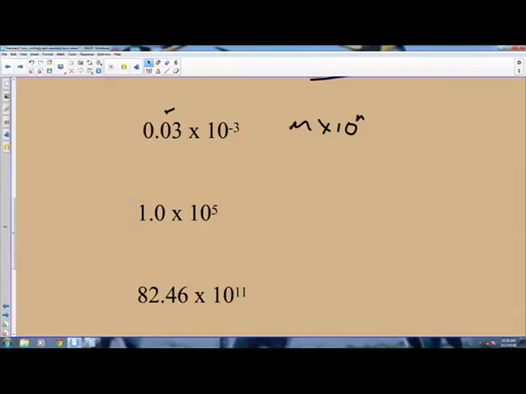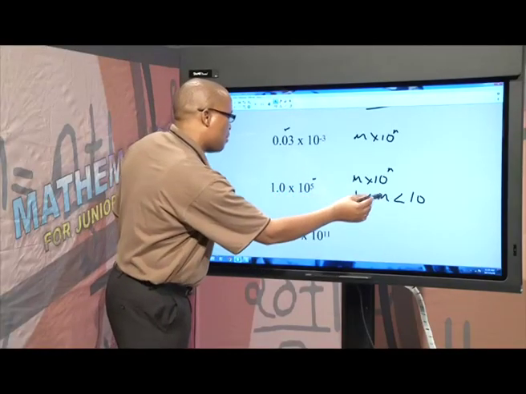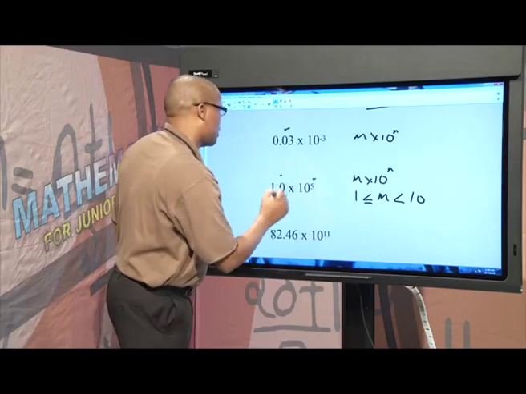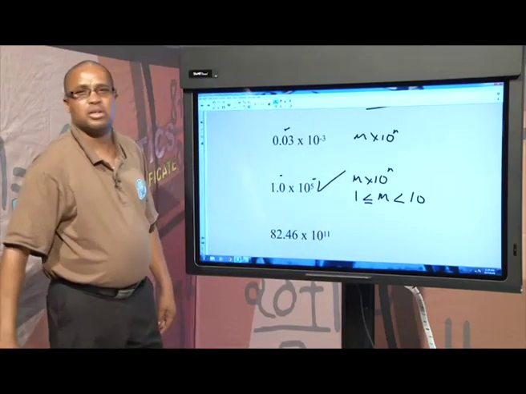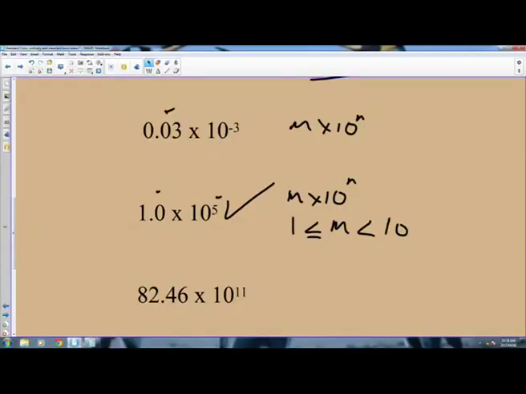And then let's check this. 1.0 times 10 to the power 5. The first condition, m times 10 to the power n, and the value of m should be within the range 1 is less than or equal to m, which is less than 10. So the first condition, where n is an integer, 5 is an integer, is satisfied. And then what about 1.0? The value of m should be within 1 to 10. So this is also satisfied. This is in standard form.